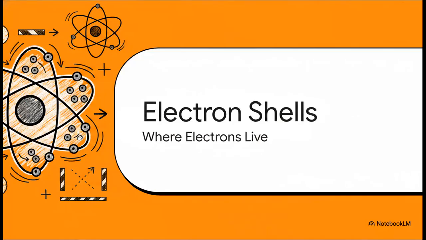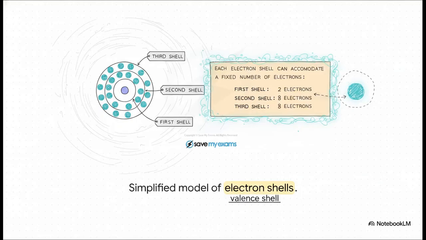All right, part 3, the rules of electron shells, where electrons live. Okay, so we've got the heavy lifting in the nucleus sorted. Let's shift our focus outward. Those tiny, weightless electrons, they don't just buzz around randomly. No way. They have super strict zoning laws.